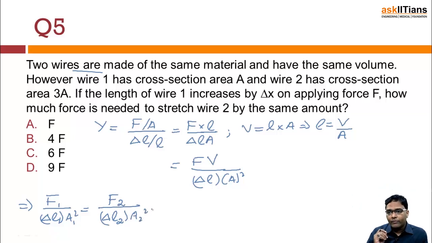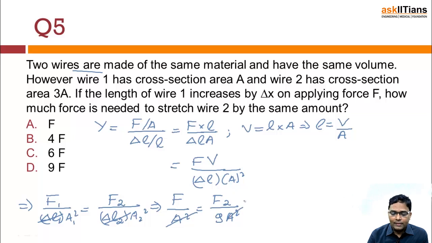Now, when you are applying the force F, the change in length is delta X. Change in length also has to remain the same. That is, delta L1 is going to be equal to delta L2. That is, the extension in the length remains the same. So I just get rid of this particular factor. So this becomes F divided by A square. This is equal to F2 divided by 9A square.